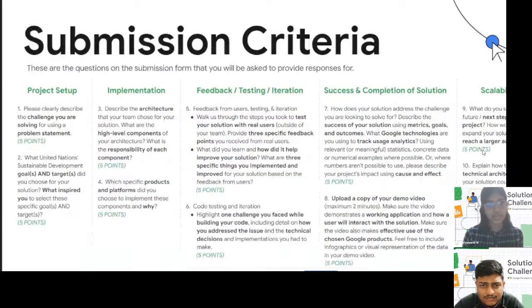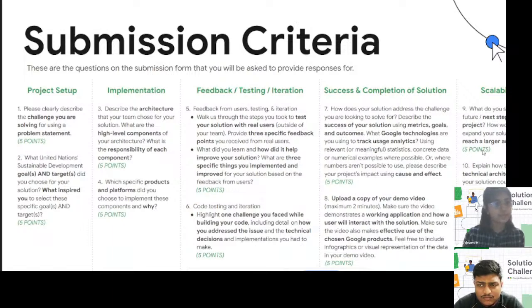Now moving on to the submission criteria, there will be 10 questions. The first question is, please clearly describe the challenge you are solving for using a problem statement. As Akash has stated, your problem statement picking should be rightly done. Otherwise, you're going to fail in the initial stage only, because your problem statement should be one which is making a severe impact in the world, and is causing several problems to the people in the world.